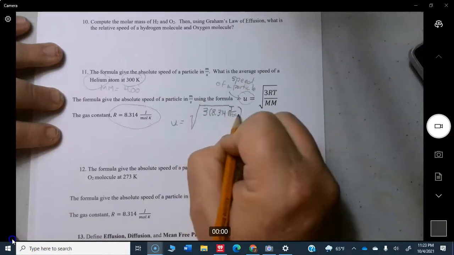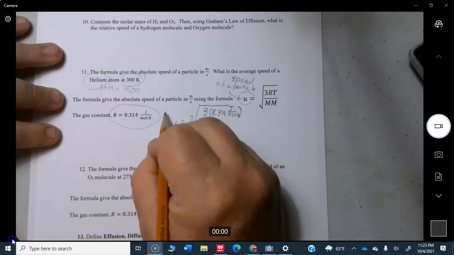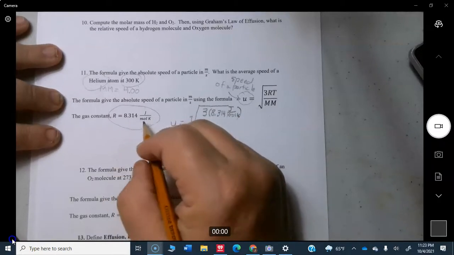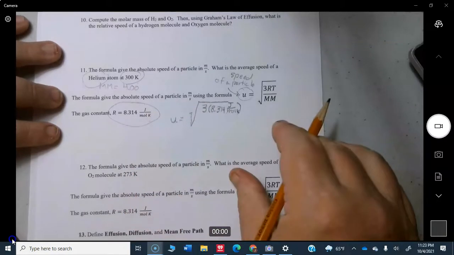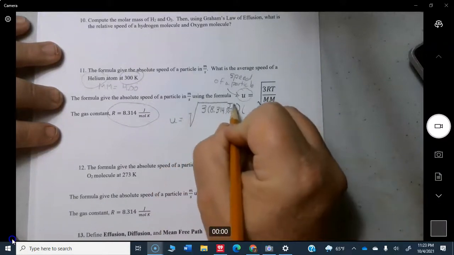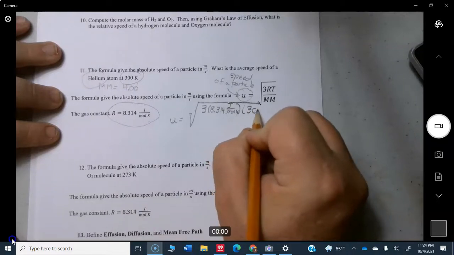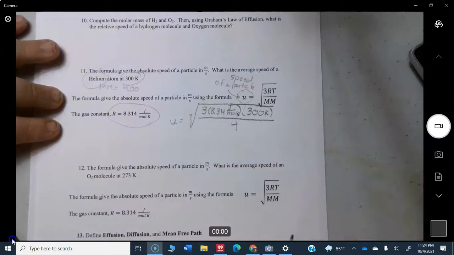Notice what replaces the mole Kelvin. It's a little hard to read. Mole Kelvin. There it is, mole Kelvin, on the bottom, the same as the other gas constant. But what's on top, the liter atmospheres becomes joules. That's the unit of measure. And the temperature here is going to be 300 K. It needs to be in Kelvin. And the molar mass is 4. We just keep it simple and put 4.